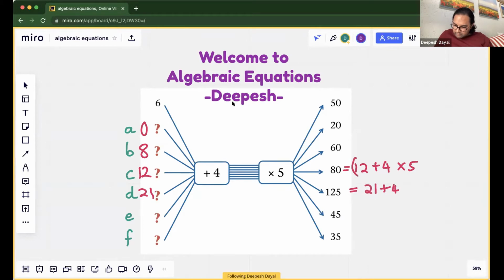This I'm supposed to actually put in a bracket. 21 plus 4 and then times 5, right? So 21 plus 4 is 25, times 5 is? Yeah, it's going to be 125. Excellent. What about E? What is E's answer?